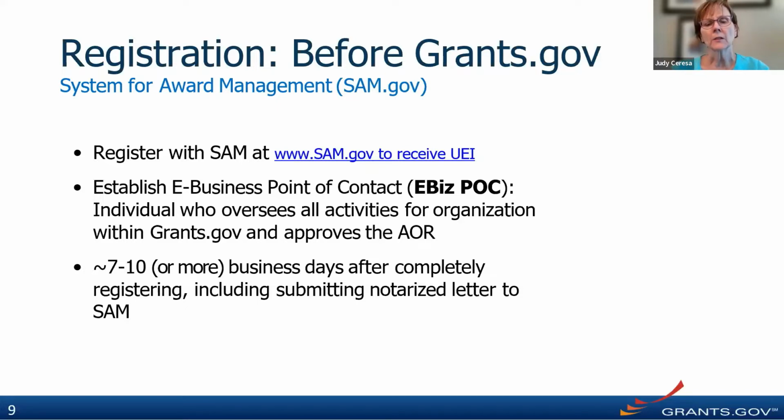Another thing that SAM.gov provides you once you have an active account is, in addition to the UEI number identifier, the establishment of the business point of contact at your organization. And in Grants.gov, we refer to that person as the EBiz POC. This is the person in Grants.gov that oversees all the activities for your organization in Grants.gov with respect to assigning roles to those in your organization that represent you.